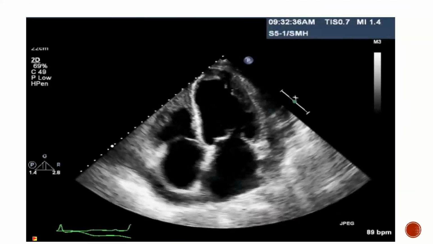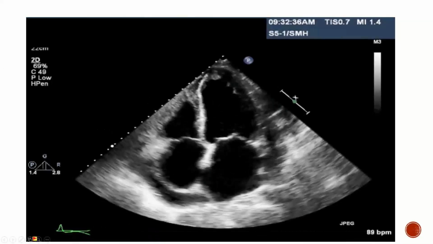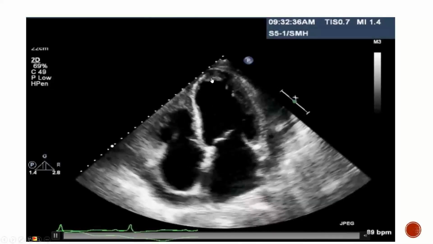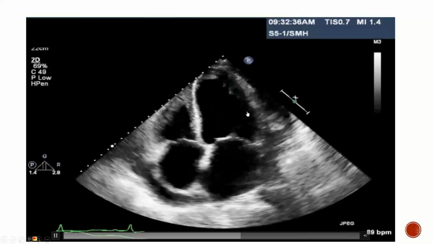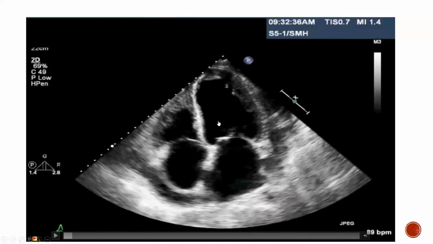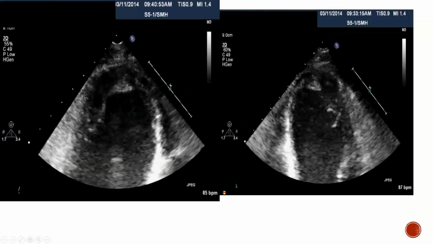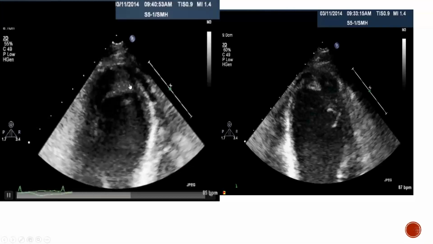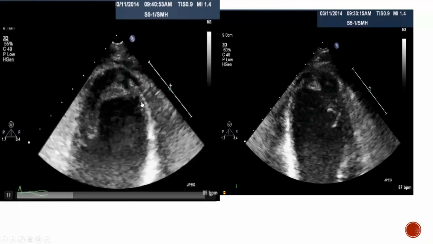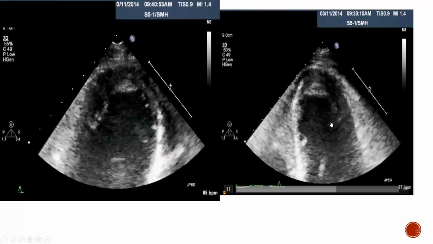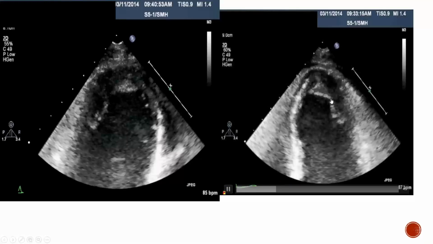Okay, so looking at the apical views, you can see that there is an impaired LV function, dilated LV, and what you can see here is that there is a mural thrombus overlying the whole apex. So this is a zoomed view on the apex here in the 3-chamber view, and you can see clearly that this thrombus is overlying the whole apex. It's also in the apical two-chamber.